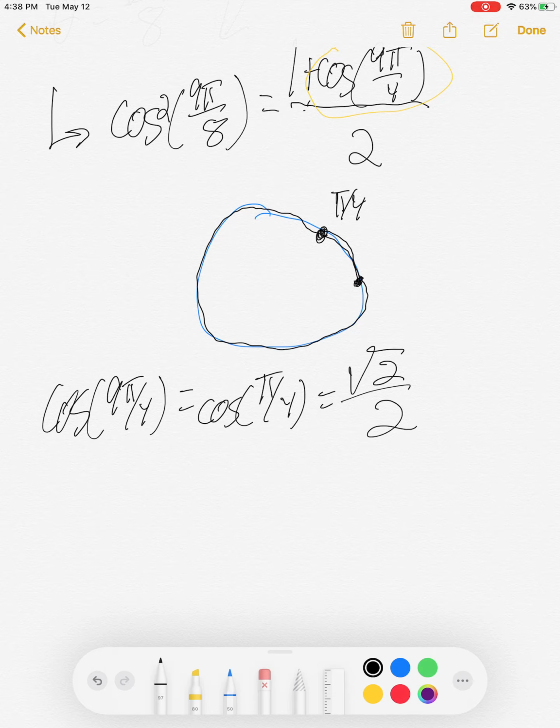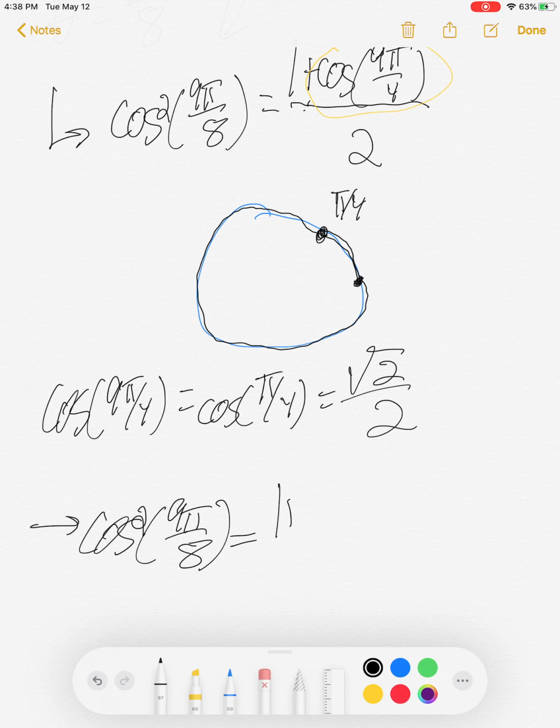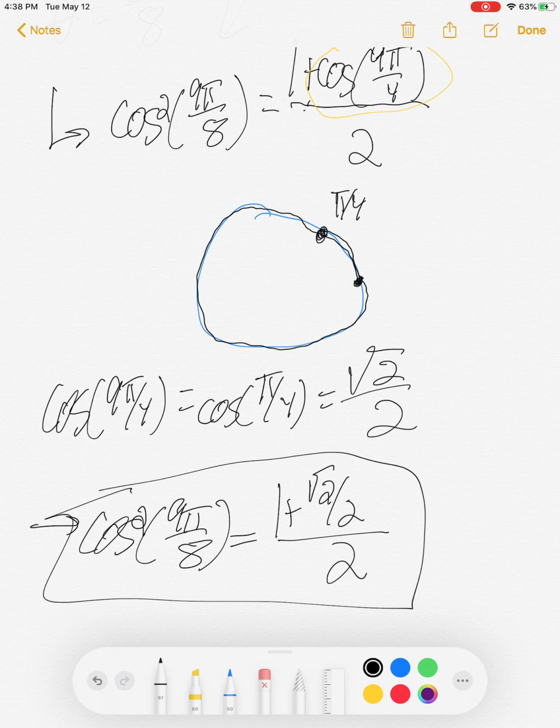And so, now that we have this information, I can conclude that cosine squared of 9 pi over 8 equals 1 plus cosine of 9 pi over 4, which is root 2 over 2, all of that over 2. You could simplify this if you wanted to, but I'm not going to work through that here.